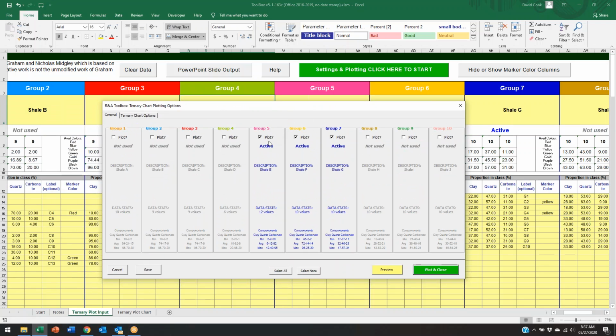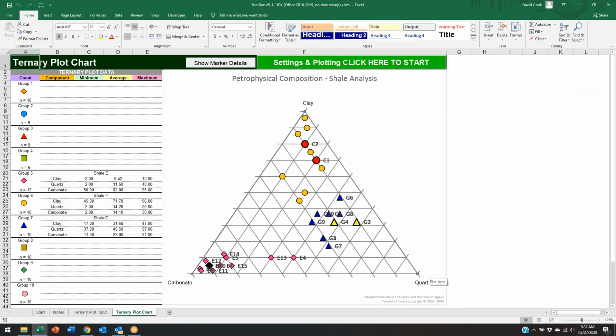Let's go ahead, and in this particular example, I'm going to plot up group 5, 6, and 7, shale E, F, and G. Plot the data points up on the chart behind us. And it takes us over to the ternary plot chart so that you can see in here the different groups. Here is one data set associated with the shale E, another data set in here with two yellow highlighted markers in the triangular group associated with group 7, and a third shale up in here.